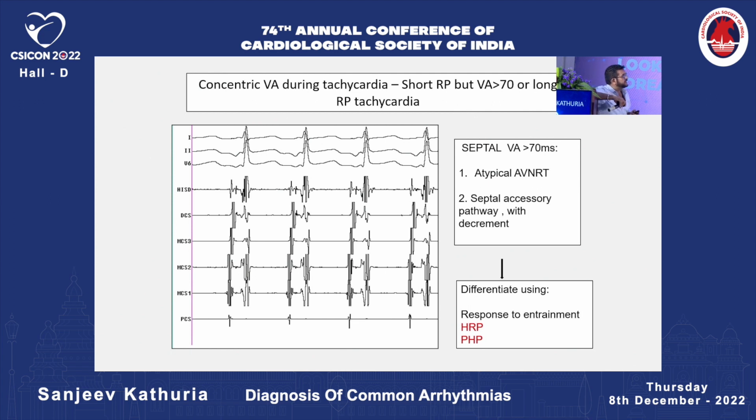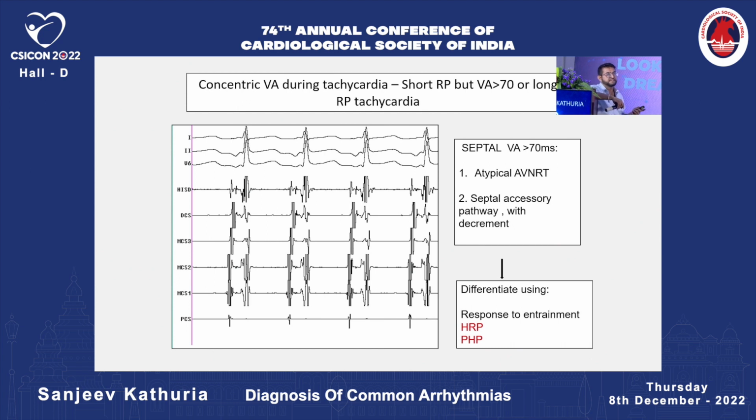Concentric activation once again, you have a short RP, which is more than 70, or what you can call a long RP tachycardia. Our two differentials stand here, atypical AVNRT and a PJRT. Best way to differentiate, since it's between a pathway and an AVNRT, you can use a His refractory VPC or parahisian pacing. I'll explain how they can help.